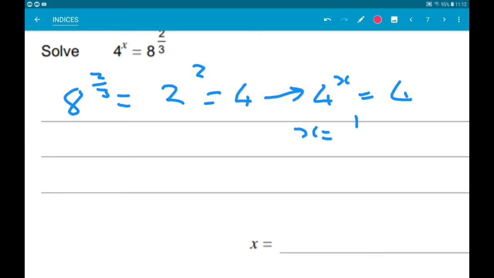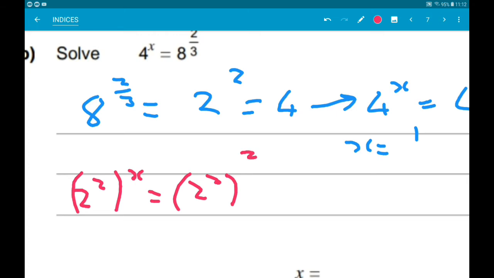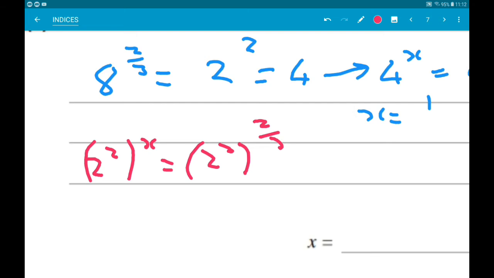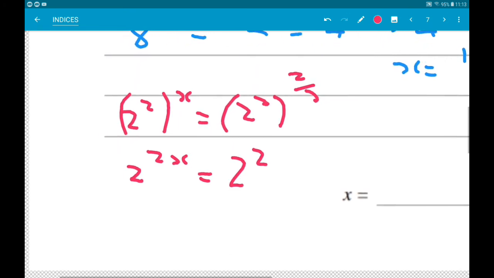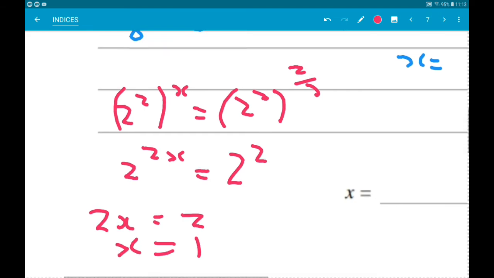Now I'm going to do it with changing base as well, because it's good practice. So 4 is 2 squared. On the left we can say we have 2 squared to the power x. And on the right, 8 is 2 cubed, so we have 2 cubed to the 2/3. On the left, 2 squared to the power x is 2 to the 2x. On the right, when we multiply 3 by 2/3, we just get 2, so we're going to get 2 squared. For that to be true, the powers must be equal. 2x must be 2, so x is 1 again.